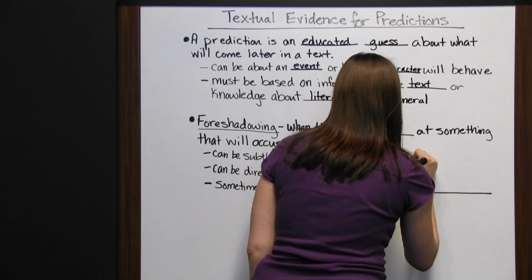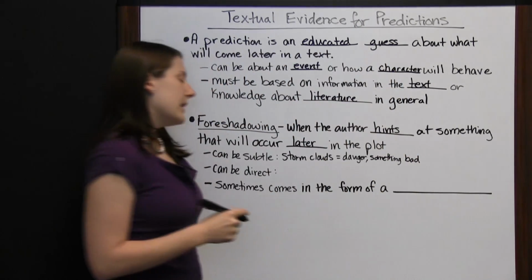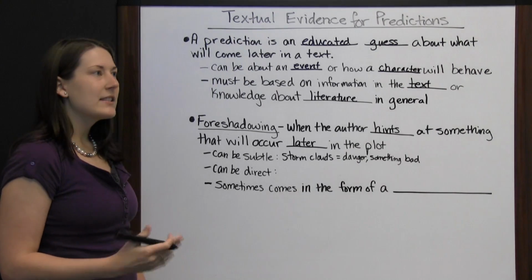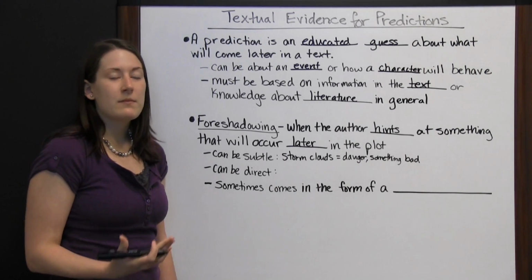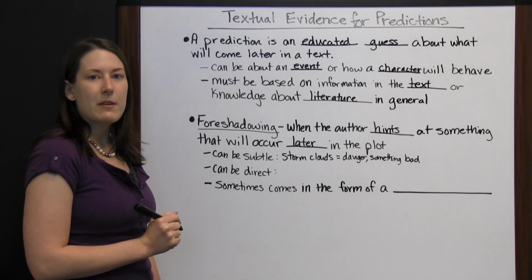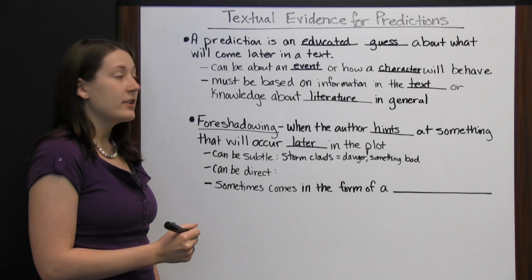So if you have a character who is going through a tough time and then they see storm clouds on the horizon, or someone mentions a storm might be coming, then that may be the author's way of hinting that something bad is coming or danger is approaching.